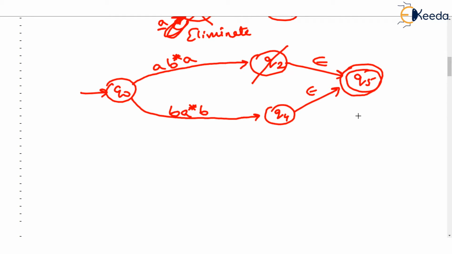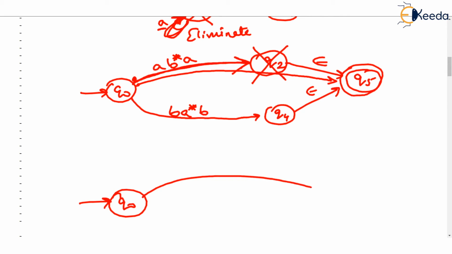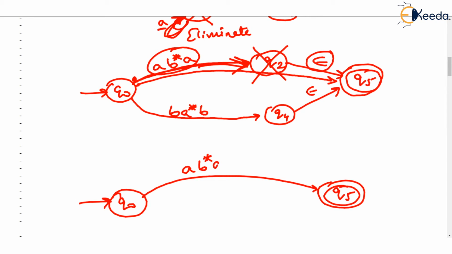If you delete Q2, then from Q0 you have a path to Q2, but Q2 is going to get deleted. Then where can you go via Q2? From Q0, it's clear that you can go up to Q5. Through Q2 you can go. But then what will be the regular expression? You just check the regular expression from Q0 to Q5, our final state. It will be A B star A, which was already there up to this point, followed by epsilon. That means we can write A B star A dot epsilon.